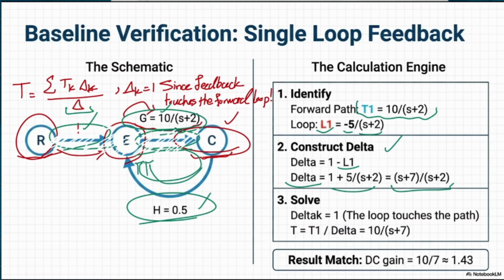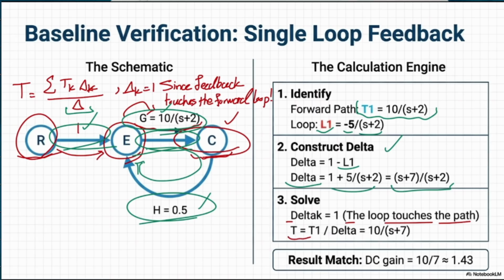But as you can see, something is missing. I don't have E and I don't have C anymore. So if I get rid of the forward path, my feedback loop is completely meaningless. At this point, we assume that delta k is going to be 1 and we can move forward from there. So my delta k is going to be 1 because the loop touches the path. This is a very good practice for you: if you would like to find the value of delta k, you have to see whether the loop touches the path or not. If it touches, your delta k is 1. If it doesn't, there is a formula that you can use. Most of the time it is going to touch.